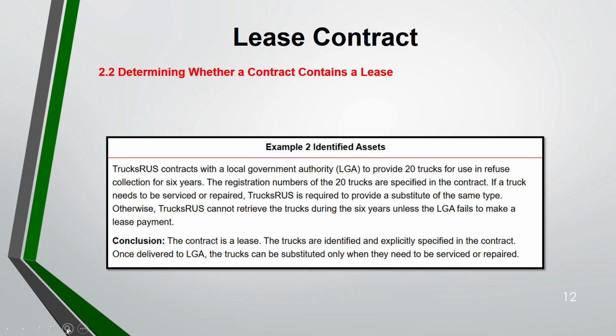Now, example 2, identified asset. In this case, it's about trucks. Trucks Russ contracts with a local government authority, that is LGA, to provide 20 trucks for use in refuse collection for 6 years. The registration numbers of these 20 trucks are specified in the contract. If a truck needs to be serviced or repaired, Trucks Russ is required to provide a substitution of the same type. Otherwise, they cannot retrieve the truck during the 6 years unless LGA fails to make a lease payment. What is this? This contract is a lease. Why? Trucks have been identified.